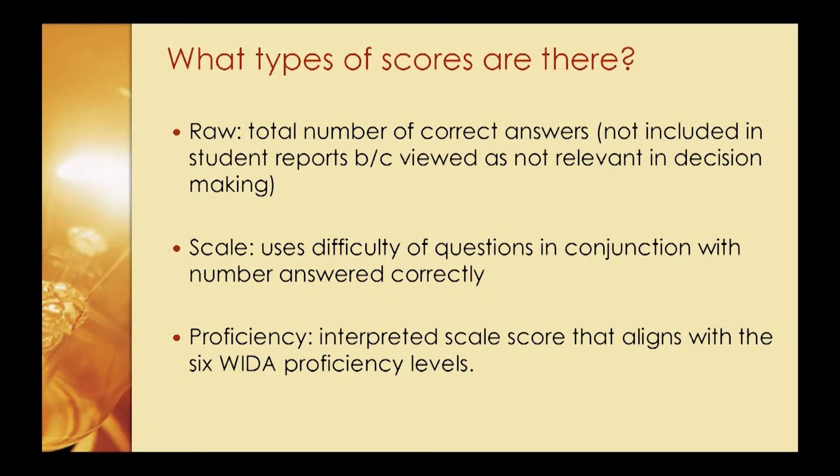What type of scores are there? The WIDA Access Test provides you with raw scores, scale scores, and proficiency scores. While raw scores are a number, some people really want that number, the WIDA site will actually tell you that that's not one that they would consider the most beneficial because it doesn't take into account the difficulty of the questions. So that's all it is, a number, okay?